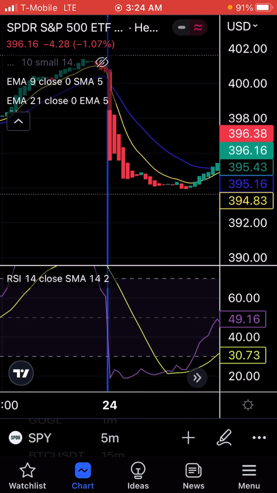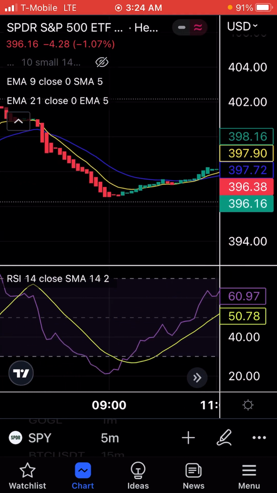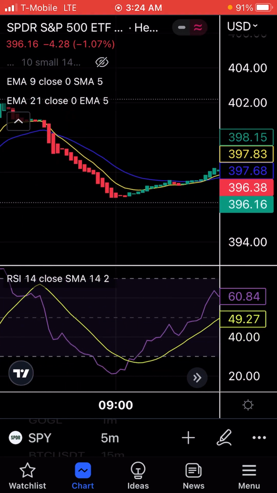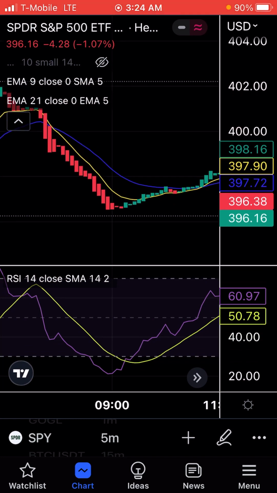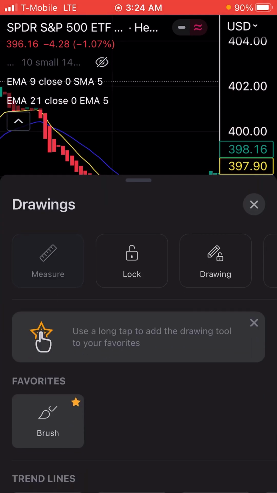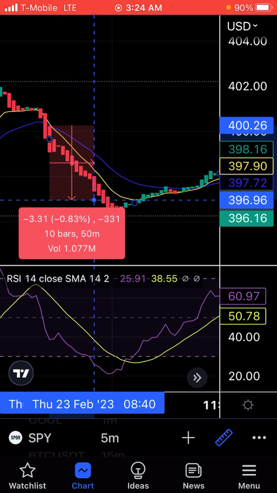And I am on the 5 minute here. So what we want to look for, this is the previous day. What we want to look for are the moments when it's crossing. So we see it crossing here, crossing down. This would be an enter zone right here. Profit all the way down here.